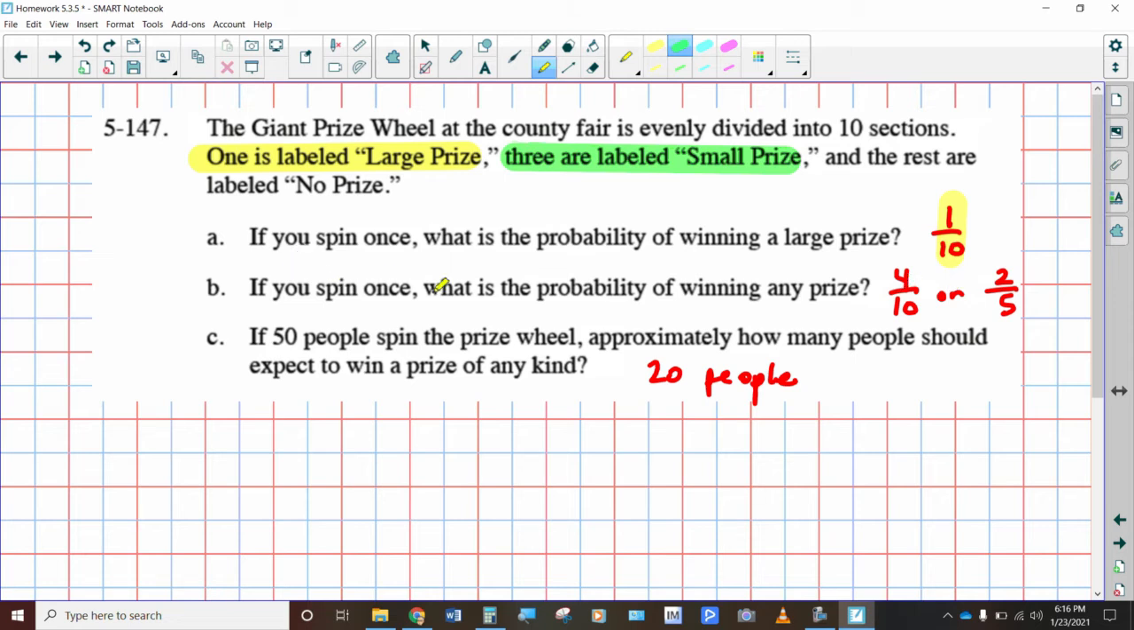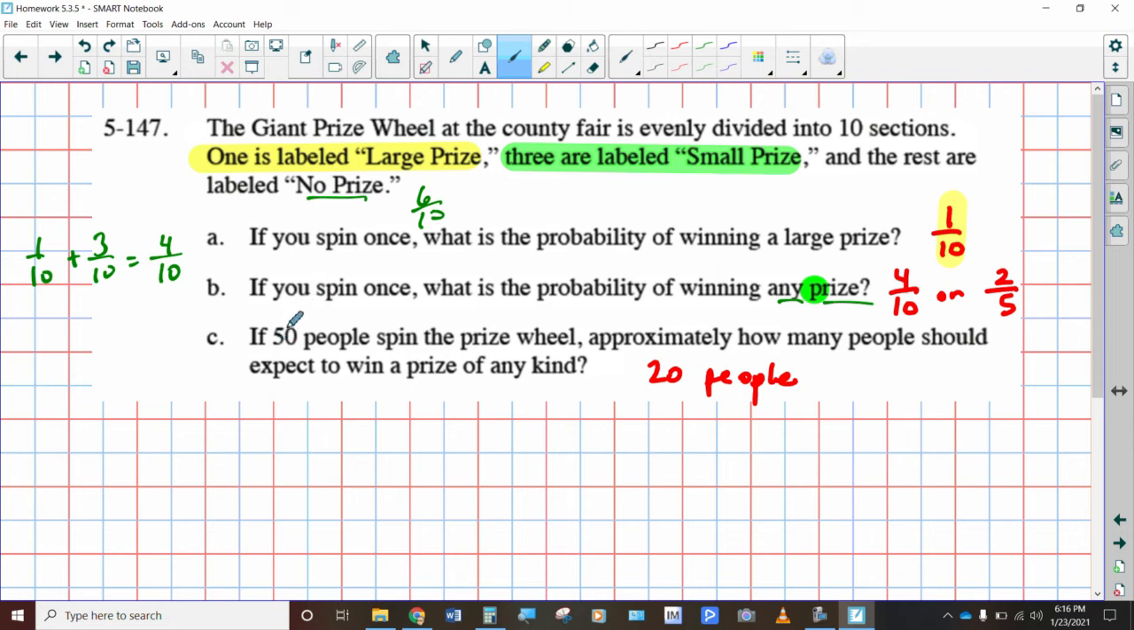What's this saying? If you spin once, what's the probability of winning any prize? Got it. If it's going to be any prize, that means it could be the large prize, which is a 1/10 probability, or it could be the small prize, which would be a 3/10 probability. So just getting a prize alone is going to be 4/10, and getting no prize would end up being 6/10. So 6 sections, the rest are no prize. So the complement of it is 4/10. So you could have done it 2 different ways.